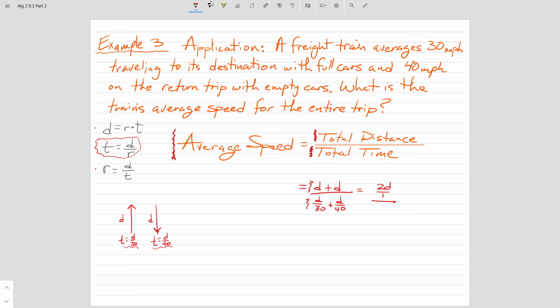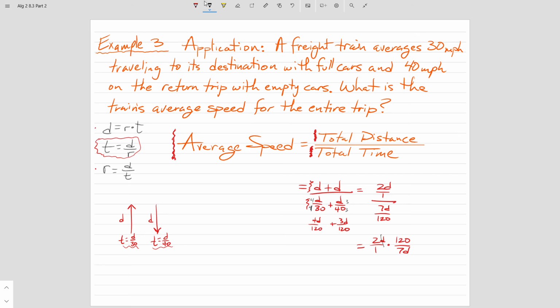On the bottom, I need to add d over 30 and d over 40, and they need common denominators. So 30 and 40 both go into 120. So I need to multiply by 4 over 4 and 3 over 3. And that would give me 4d and 3d. So that would give me 7d over 120. So I've got 2d over 1. Instead of divided by 7d over 120, I'm going to multiply by 120 over 7d. And then I'll reduce if I can.